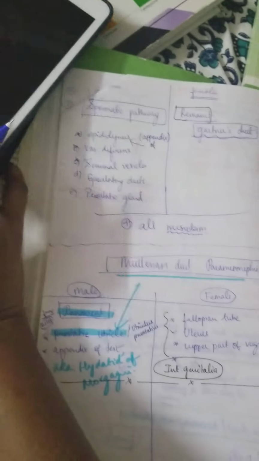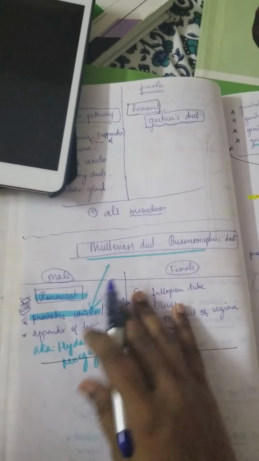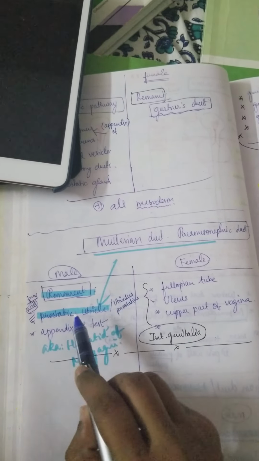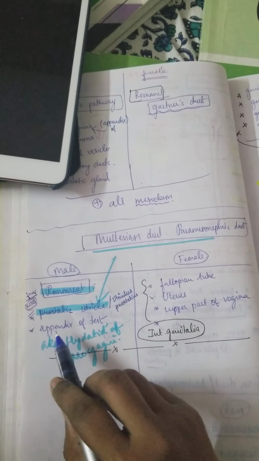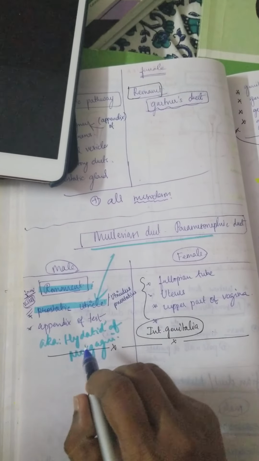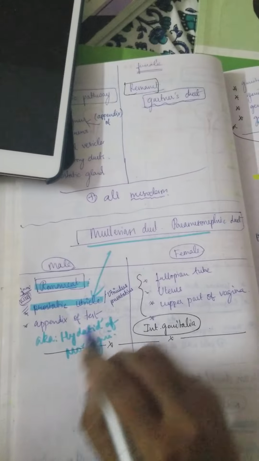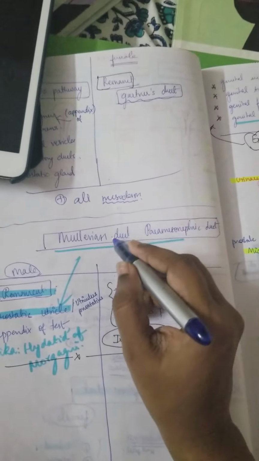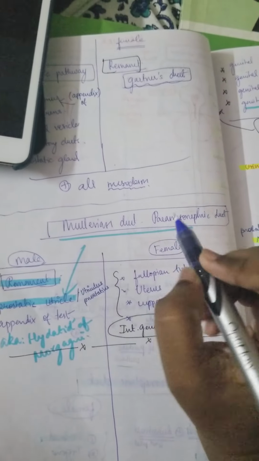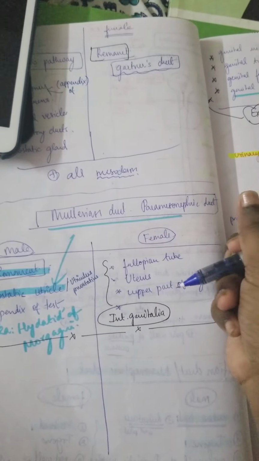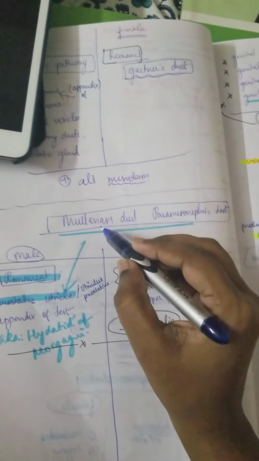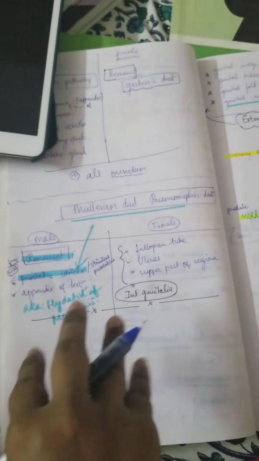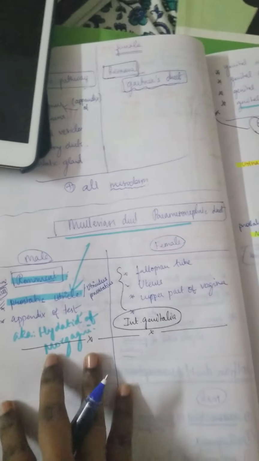Now we have another duct called the Mullerian duct or paramesonephric duct. In male, the remnants are the prostatic utricle, or utricle prostaticus, and the appendix of testis, which is also known as hydatid of Morgagni. In female, the Mullerian duct will form the fallopian tube, uterus, and the upper part of the vagina. But in male, the remnant of the Mullerian duct is the prostatic utricle and appendix of testis, also known as hydatid of Morgagni.